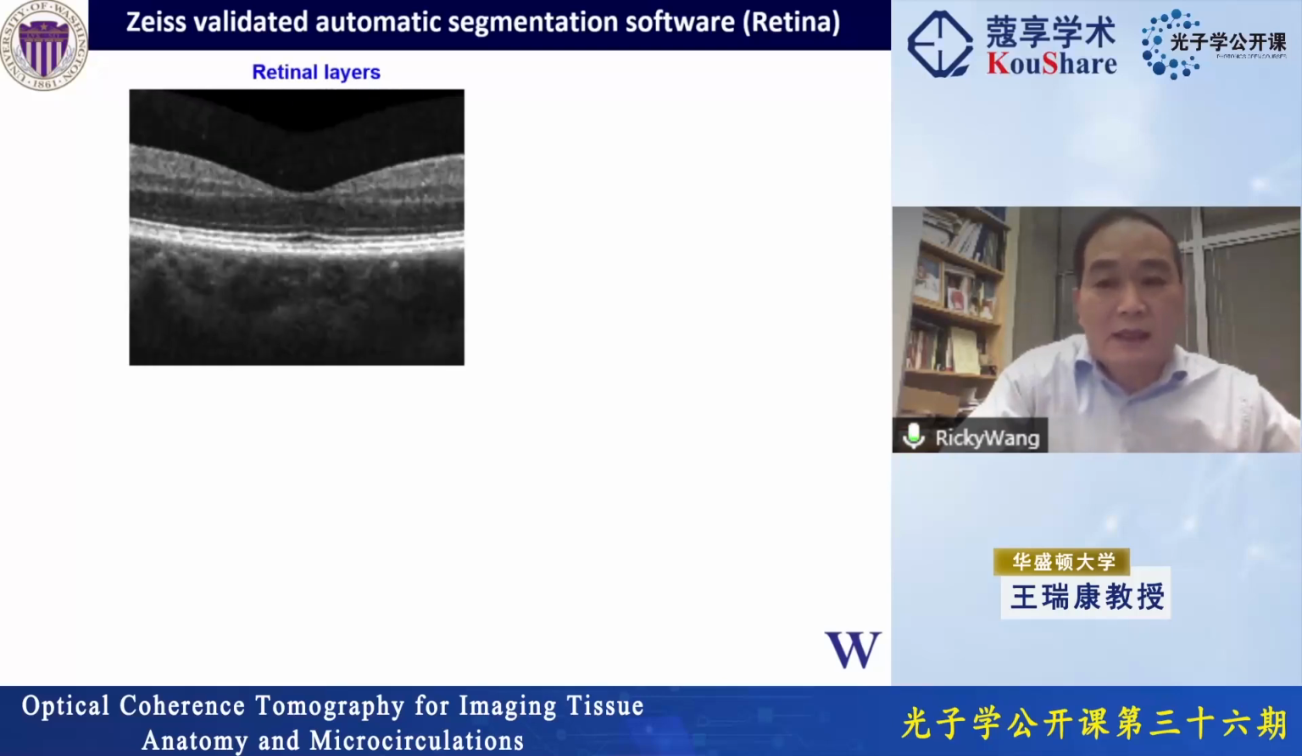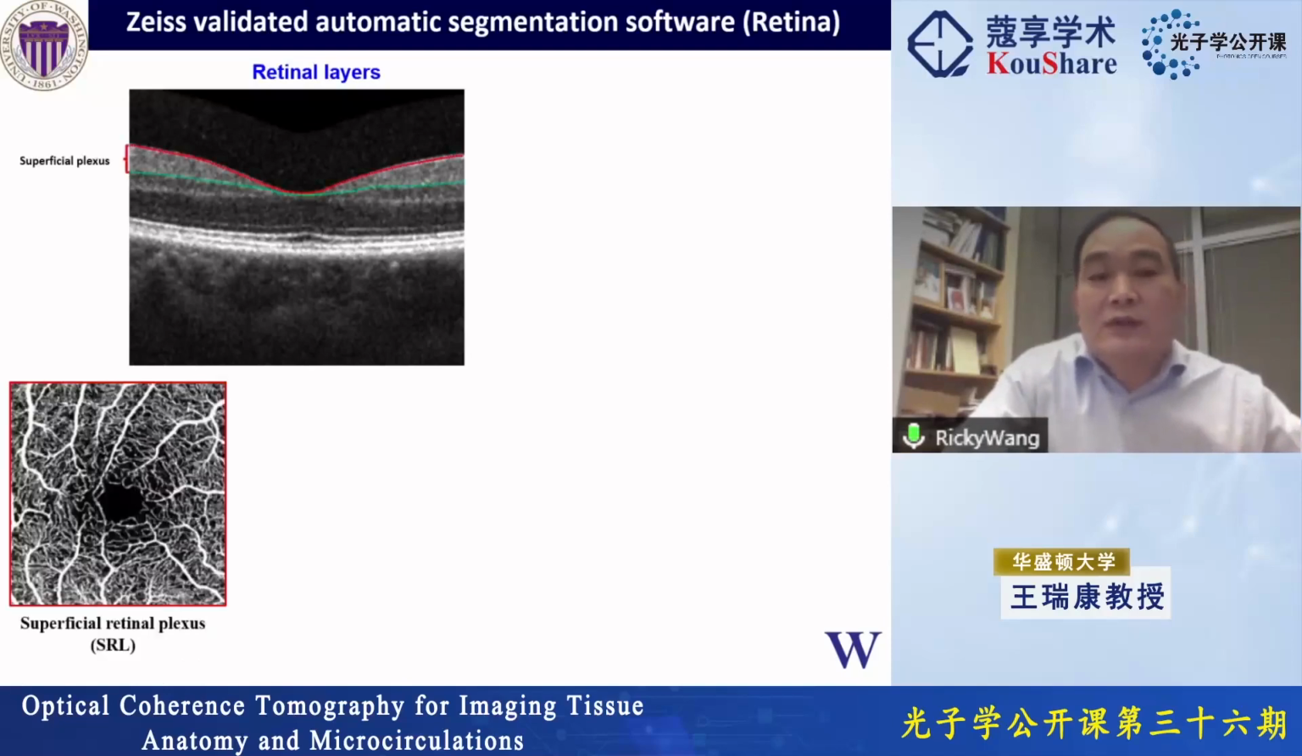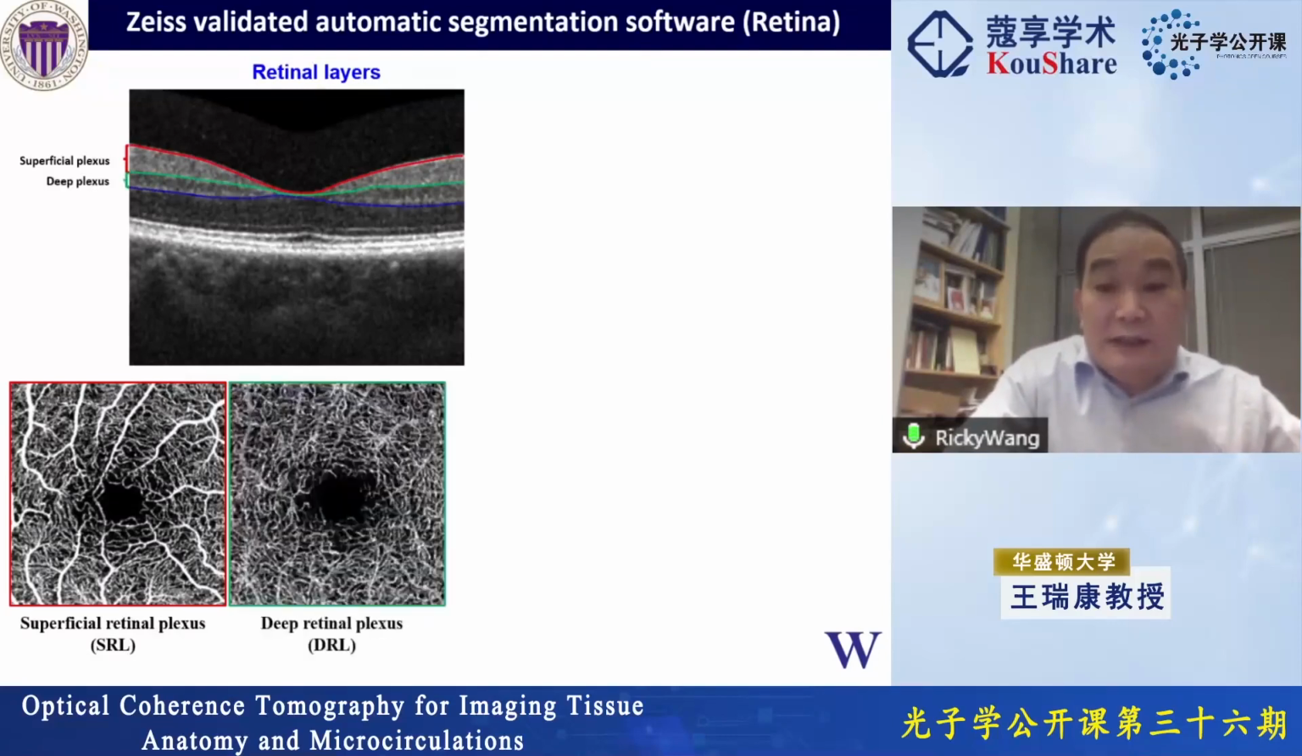Okay, in the clinical applications. If, for example, we want to look at the retina, which has different layers, the segmentation will segment the different layers from the retina. In a typical commercial system, the retina is segmented into 3 different layers. The first layer is called the superficial retinal plexus, the superficial layers. And the second layer is the deep layer.